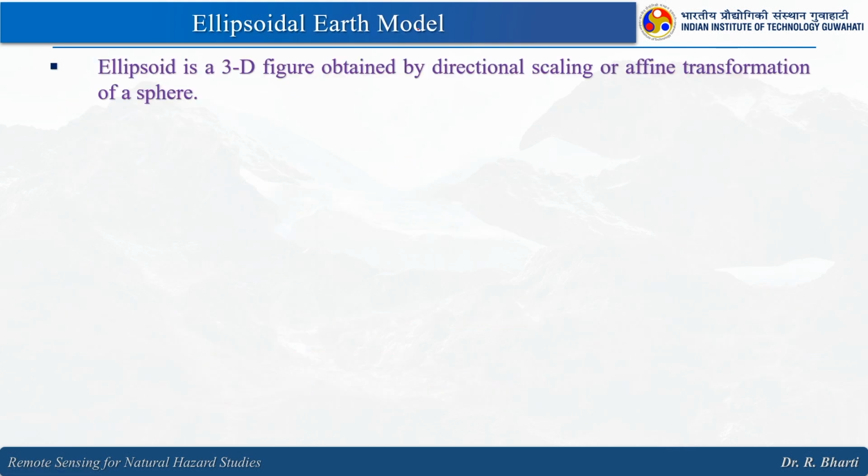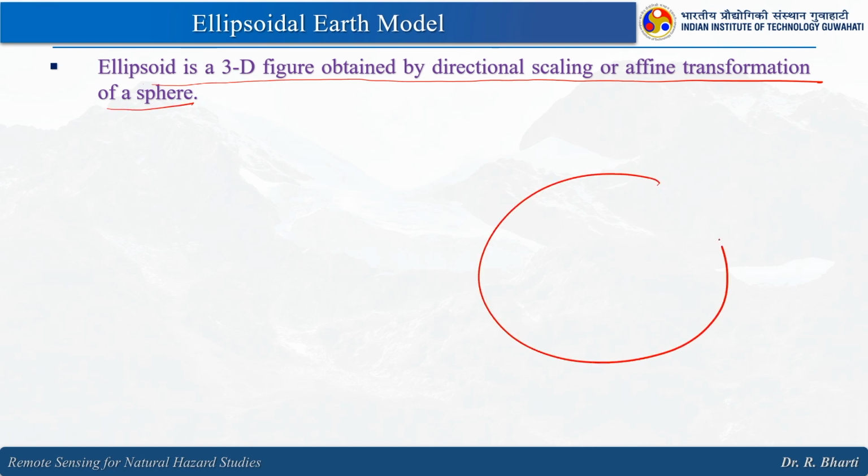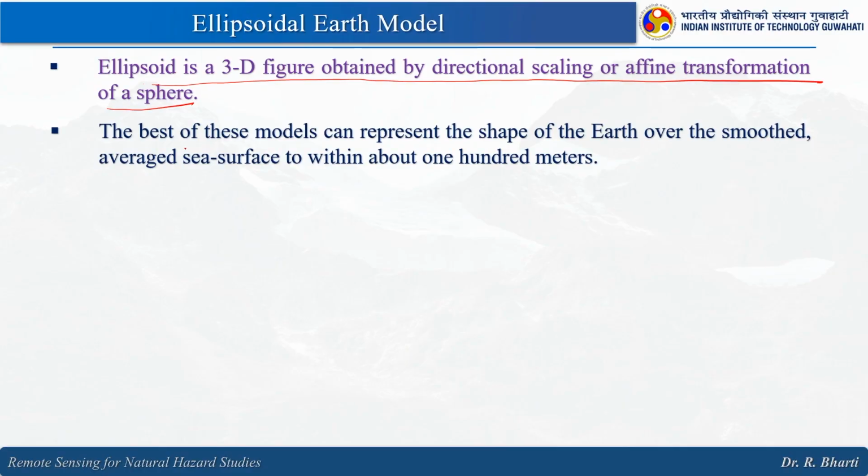Then, an ellipsoid is a 3D figure obtained by directional scaling or affine transformation of a sphere. How are you changing a circle to an ellipsoid? Basically there will be compression, right. So, you are trying to put some extra forces here and you are changing the shape of the circle to an ellipsoid, or spheroid to ellipsoid, right. So, basically we try to see how it is different from being a circle, how it is changing.